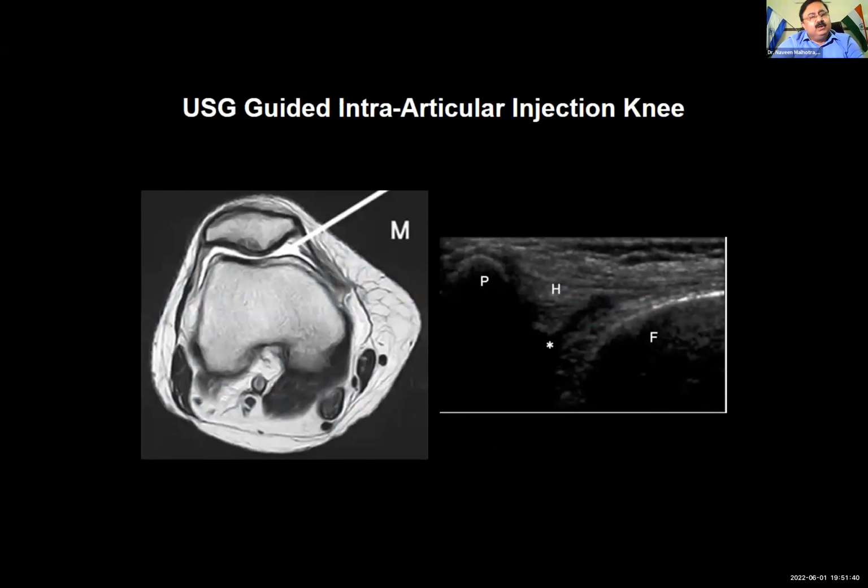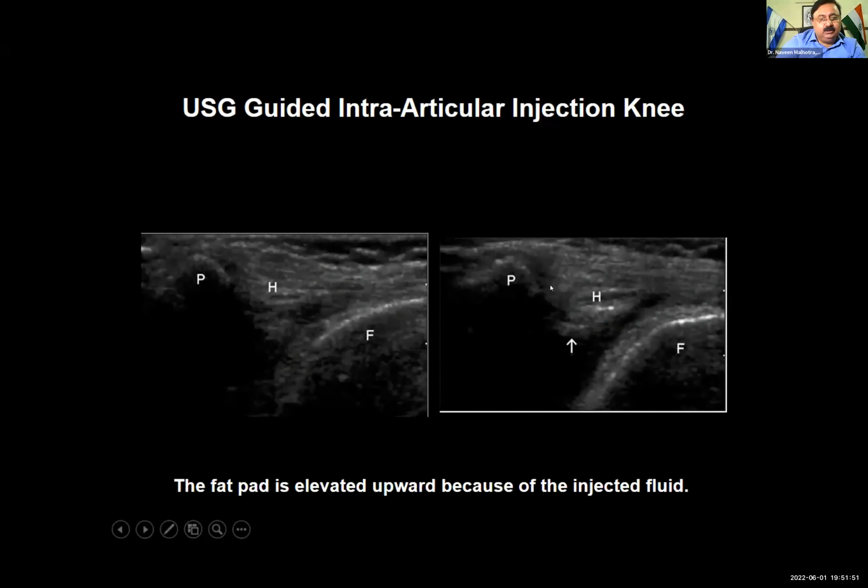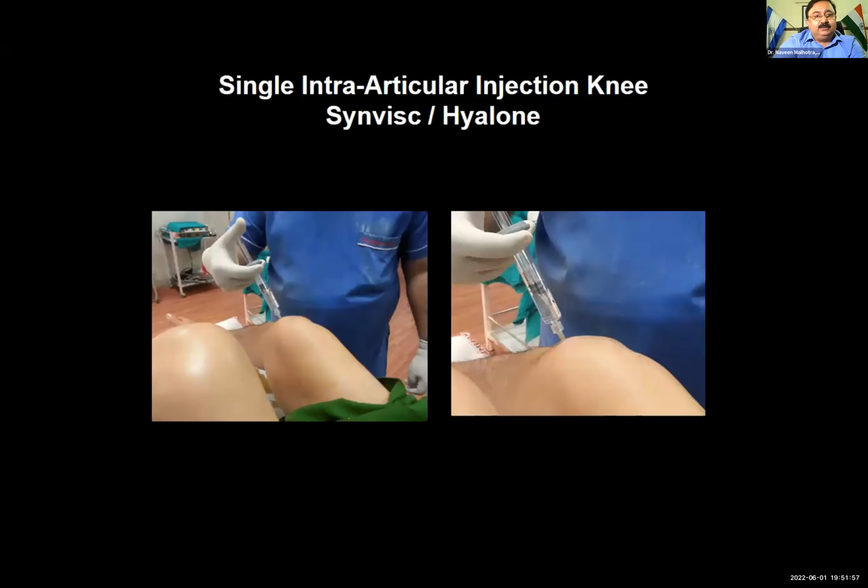knee joint. If USG is available, that is also a useful tool where you can delineate the femur, patella, and the Hoffa's pad, and this is the knee joint. Once you inject here, the Hoffa's pad goes up. So in places where USG is available, you can do a USG-guided intra-articular injection of the knee joint.